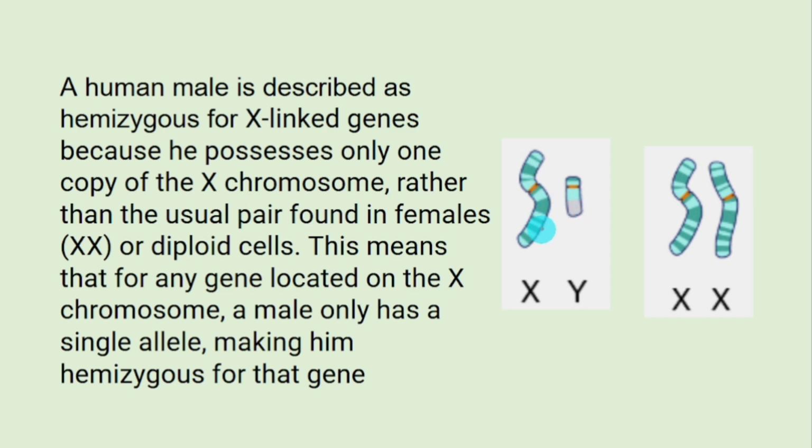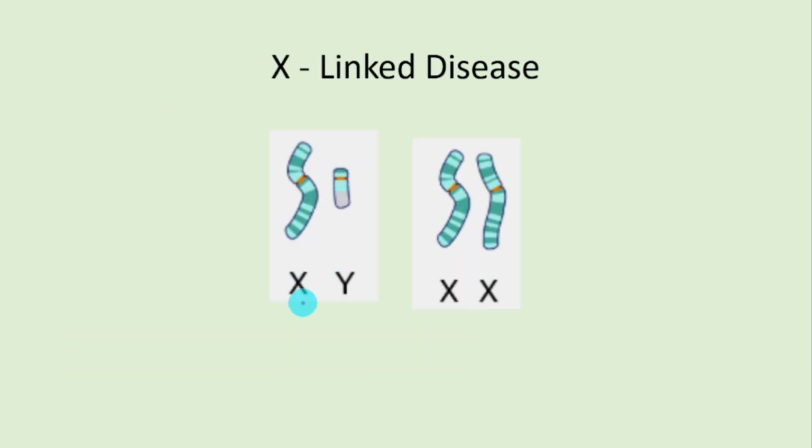So whatever is present on the X chromosome will be expressed, whether it is a healthy allele or an affected allele. Disease will be seen if the gene is affected, because there is nothing on the Y chromosome which can compensate for the function. Only with respect to X-linked genes, human males are called hemizygous. So keep this in mind.